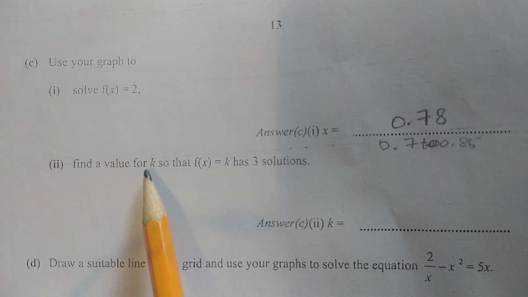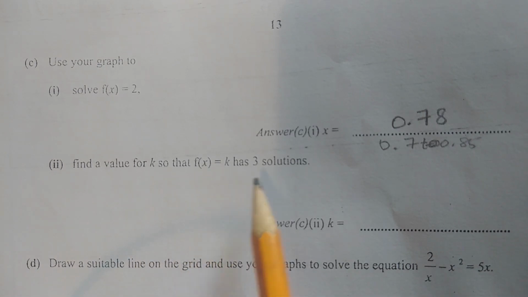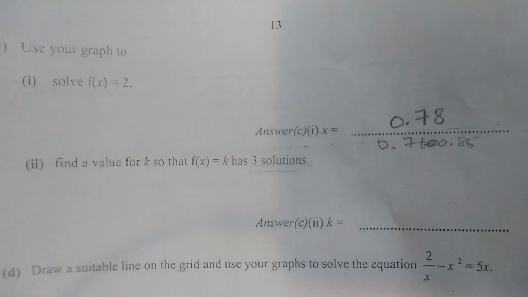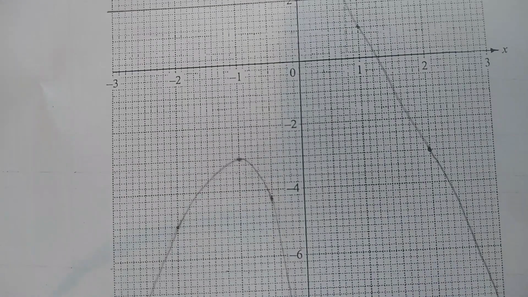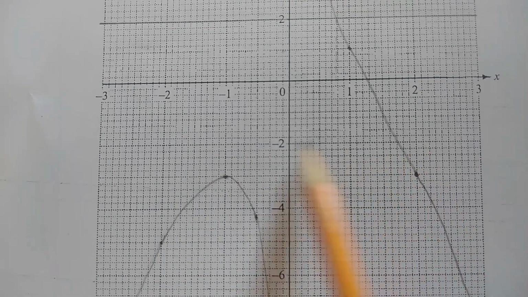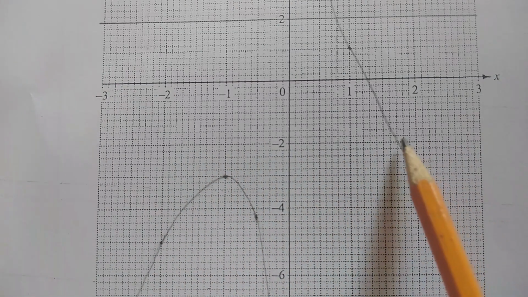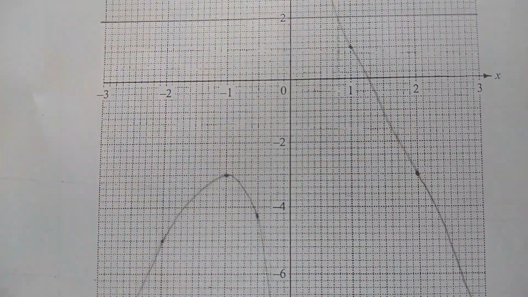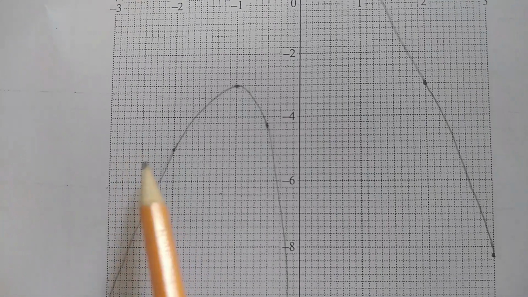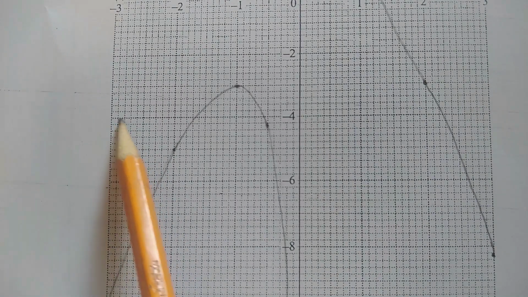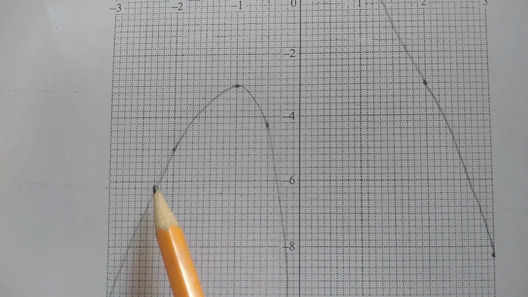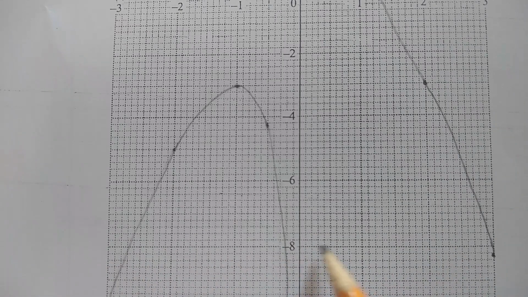Find the value for k so that f of x equals to k has 3 solutions. 3 solutions, okay? If we have y equals to -2 or k equals to -2, we're going to have one solution, this one. Even at the top is just one solution. But here we are looking for 3 solutions. If we make a line here, we're going to have 3 solutions here, here, and here. Even here, we're going to have here, here, and here. Even here, here, here, and here.